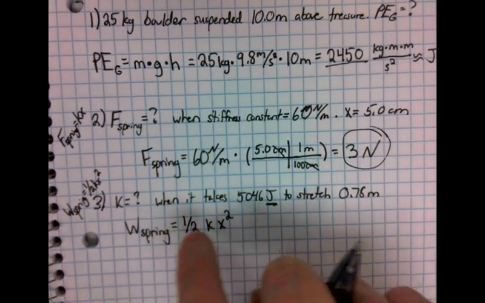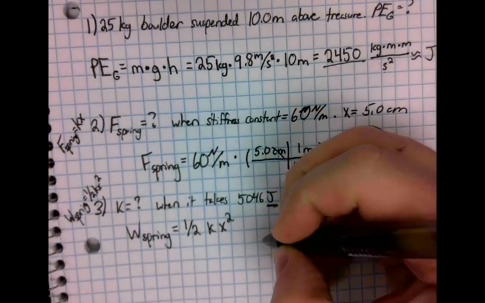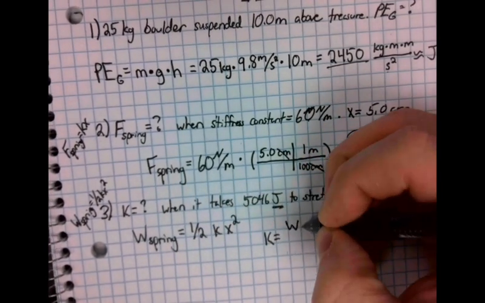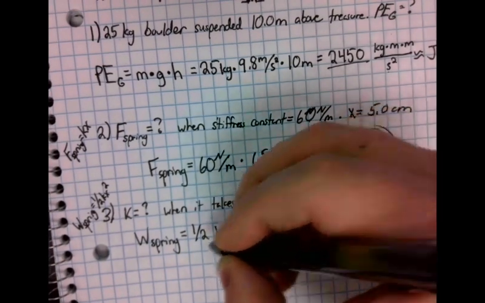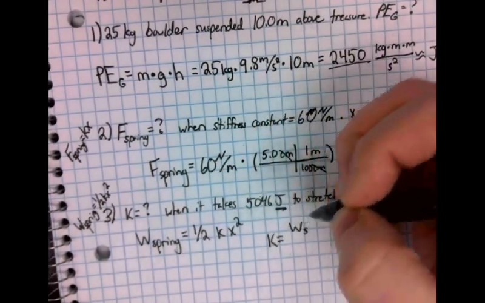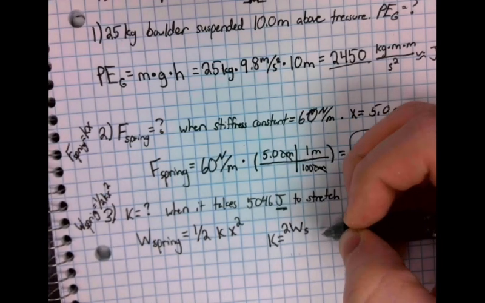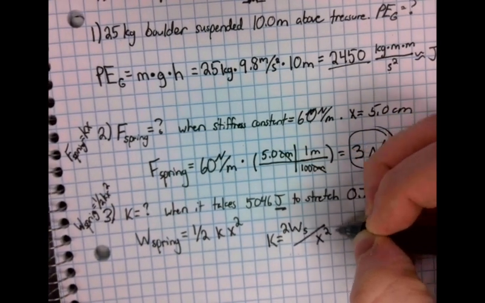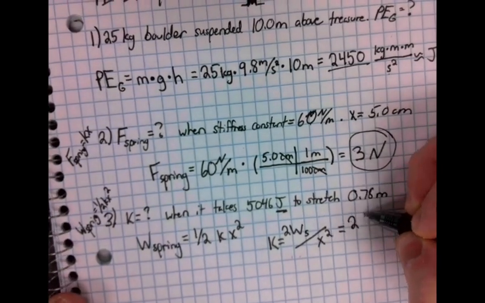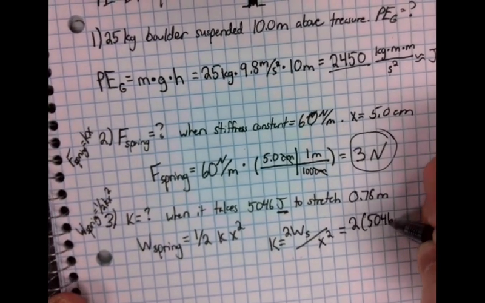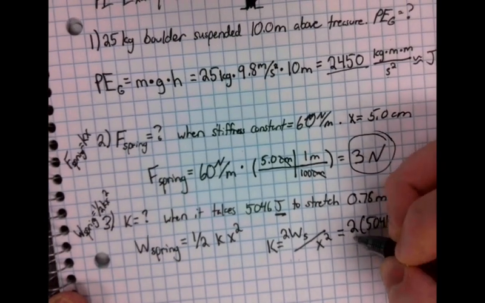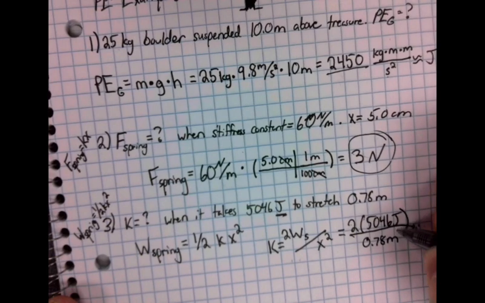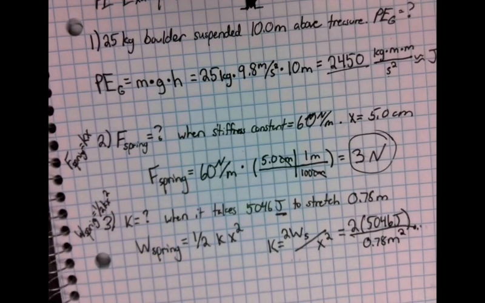Now we're going to have to rearrange. We want to get k by itself. So k by itself would result in work, I'm not going to write spring, I'm just going to write s, and we're going to end up multiplying by 2 since we're dividing by 1/2. So it'll be 2 times the work due to the spring divided by x squared. So we'll get 2 times 5,046 joules over 0.78 meters squared.